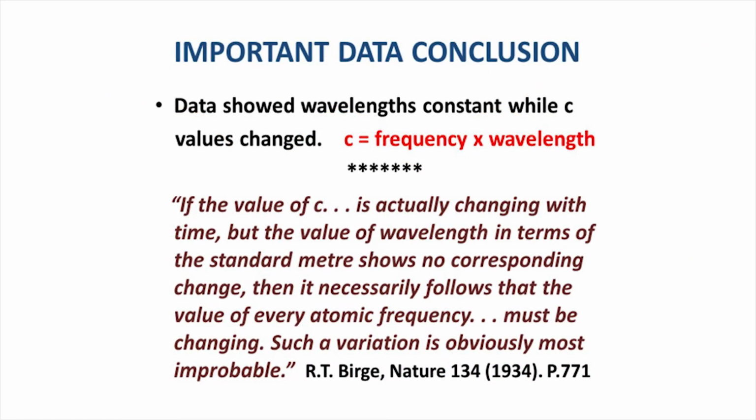Burge's reason for rejecting a decline in light speed was related to the fact that colours themselves remain the same through time, meaning that wavelengths have not changed. If they had, there are instruments that could pick that up. Burge noted that wavelengths and length standards were experimentally proven to be unchanged with time. He then concluded that, and I quote, "If the value of c is actually changing with time, but the value of wavelength in terms of the standard meter shows no corresponding change, then it necessarily follows that the value of every atomic frequency must be changing. Such a variation is obviously most improbable." End quote.